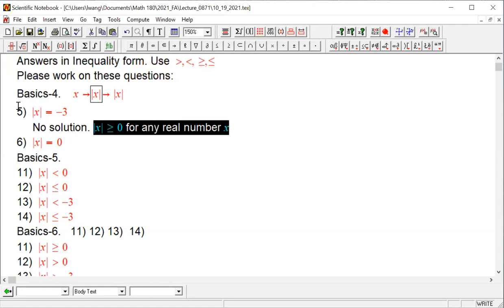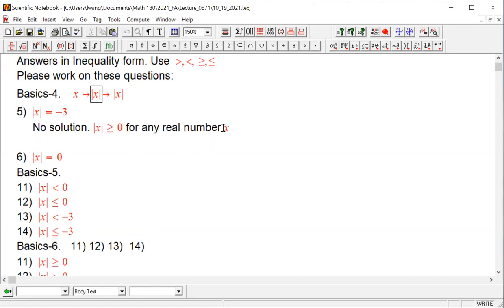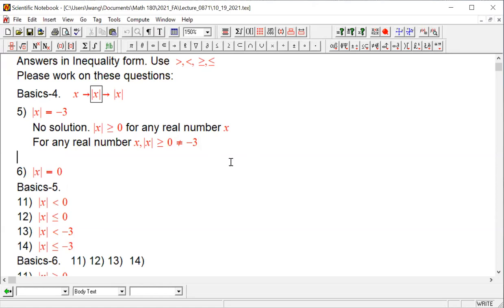Okay, if you want to use this in mathematical terms, you can also say for any real number x, the absolute value of that number is always going to be greater than or equal to 0. And 0 will never equal -3. If you want to put it in mathematical terms like that, you certainly can, because 0 will never ever equal -3. So now let's see the use of the graph.